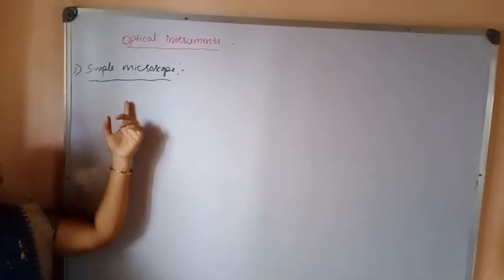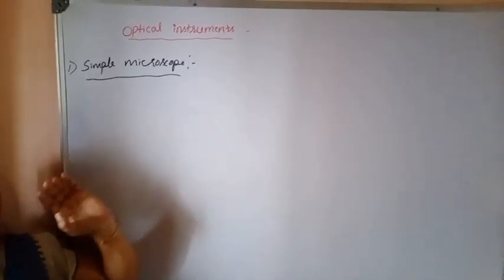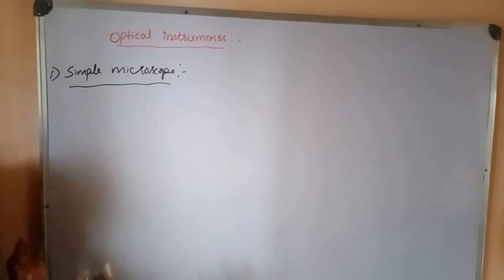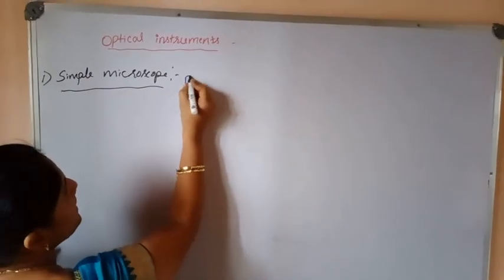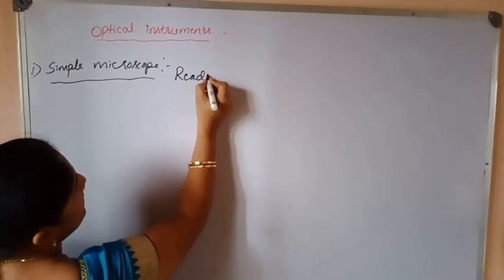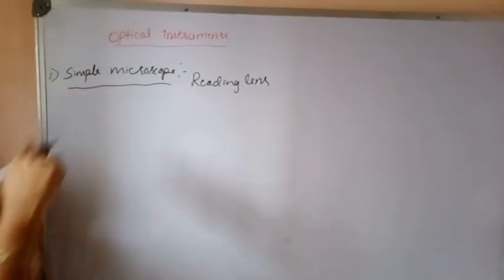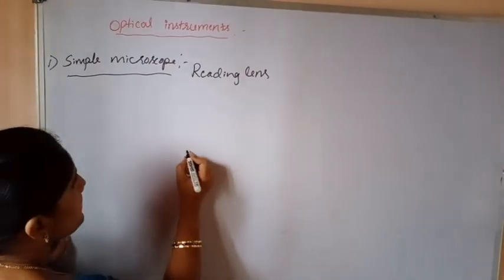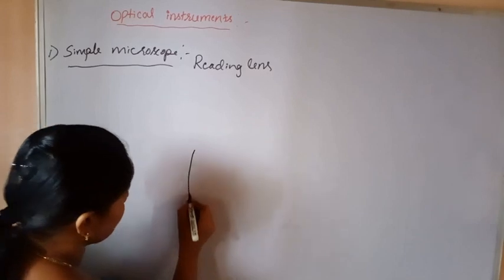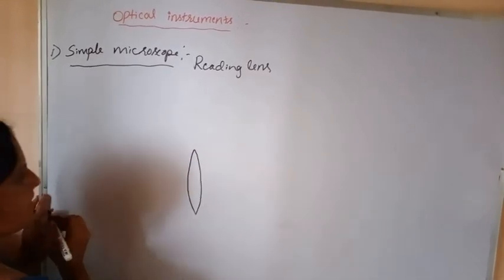The first one is the simple microscope. The simple microscope is just a converging lens, or convex lens. An example of this is our reading lens. The reading lens is the example of the simple microscope, and it is also called a magnifying lens. So this simple microscope is just a convex lens like this.